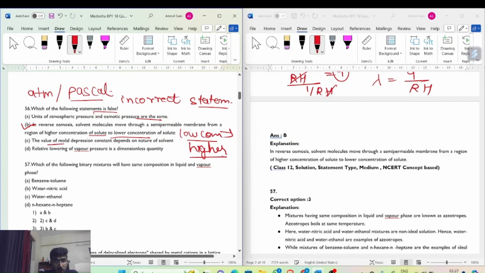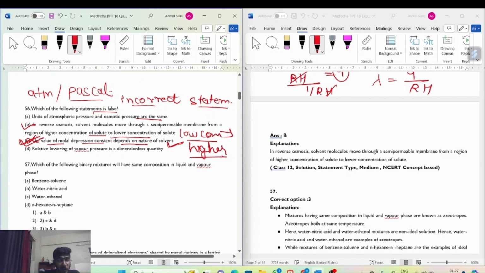The value of molar depression constant depends on the nature of solvent. No, they don't depend on the nature of solvent. Yes, yes, they depend on the nature of solvent. So this statement is correct. It is not the answer because here it is asking for the incorrect statement. The value of molar depression constant depends on the nature of solvent. This statement is absolutely correct.